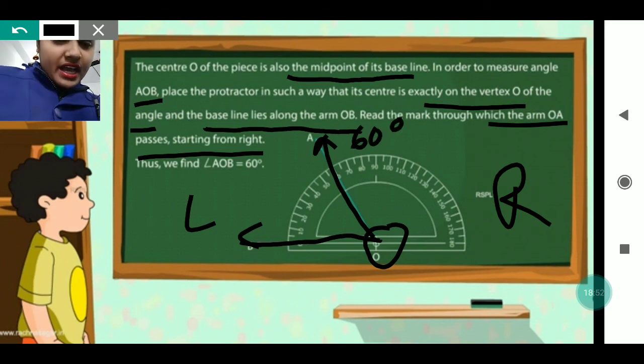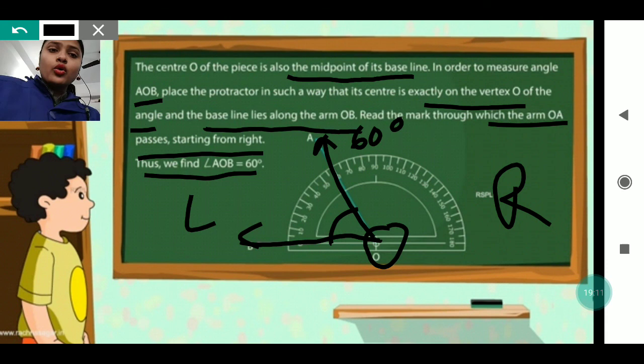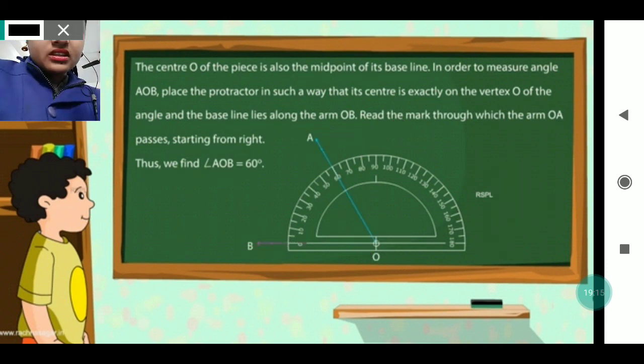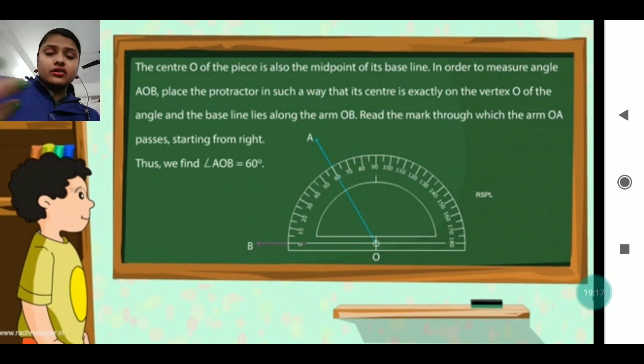Means OA is passing through 60 degrees. When we measure the angle with the help of the protractor, we see it is forming a 60 degree angle. So you can write, thus we find angle AOB is 60 degrees. This is how we find out the measurement with the help of the protractor.